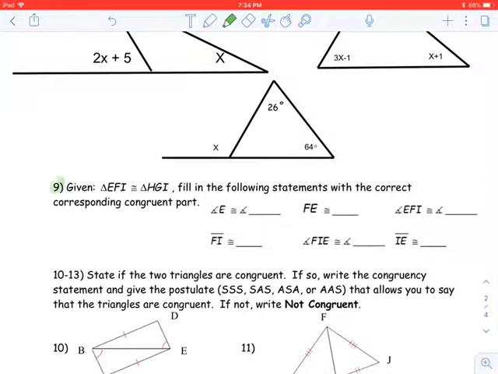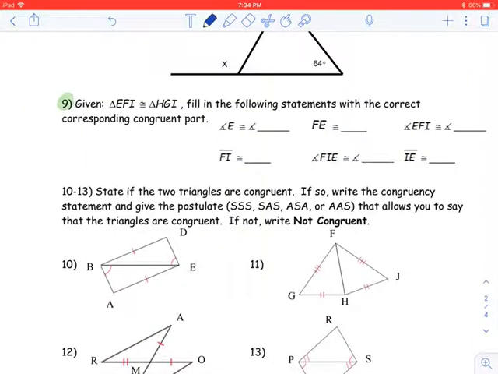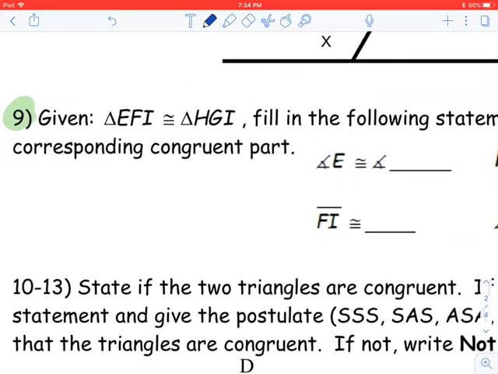Let's look at number 9. It says, given that EFI is congruent to HGI, fill in the blanks. Fill in the following statements with the correct corresponding part. Any part that's in the same order corresponds. So like for the first one, E goes with angle H. FI is the last two, so that goes with GI.